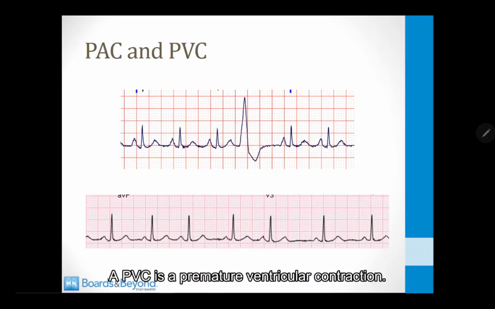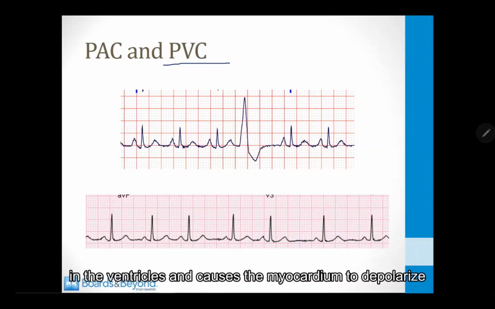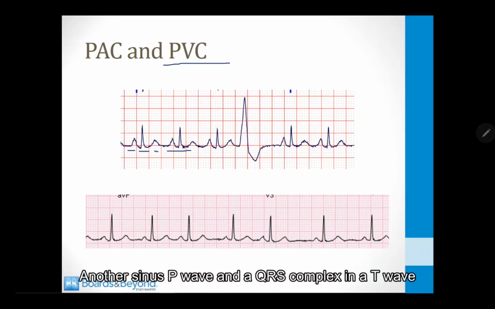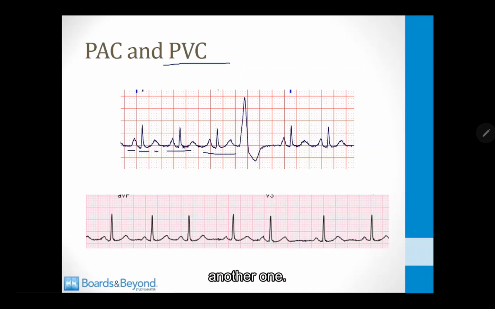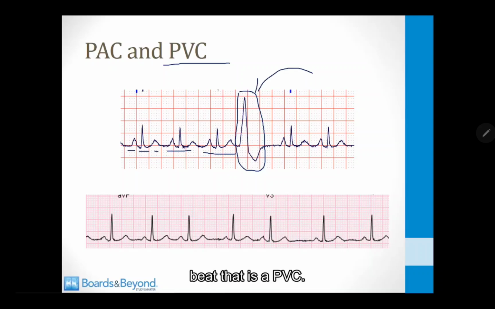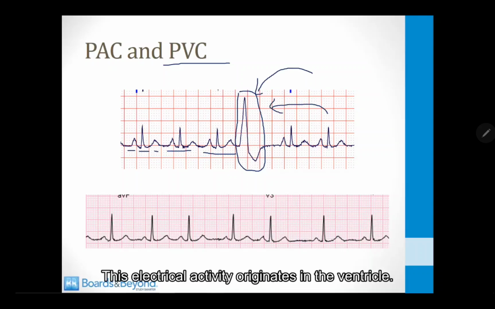A PVC is a premature ventricular contraction. It is a depolarization that originates in the ventricles and causes the myocardium to depolarize outside of the control of the SA node. So if you look at this rhythm strip at the top of the screen, we've got a sinus P wave followed by a QRS complex and a T wave, another sinus P wave and a QRS complex and a T wave, another one, and then we have this early, wide, aberrant looking beat. That is a PVC.